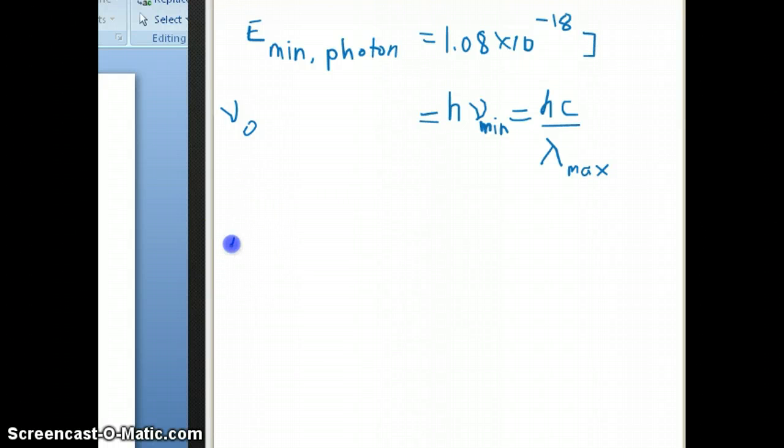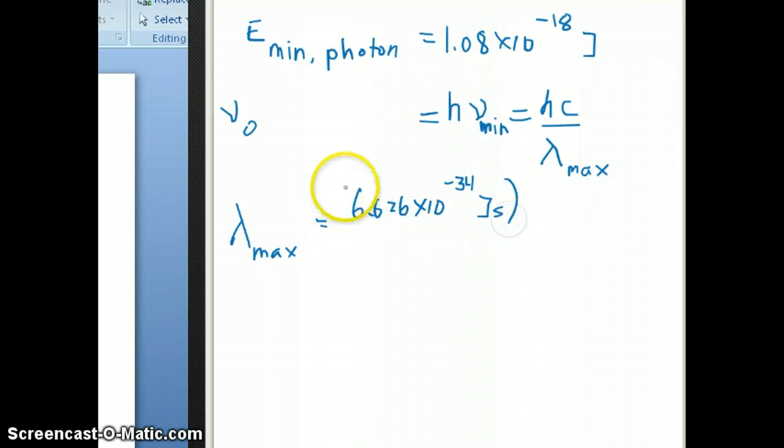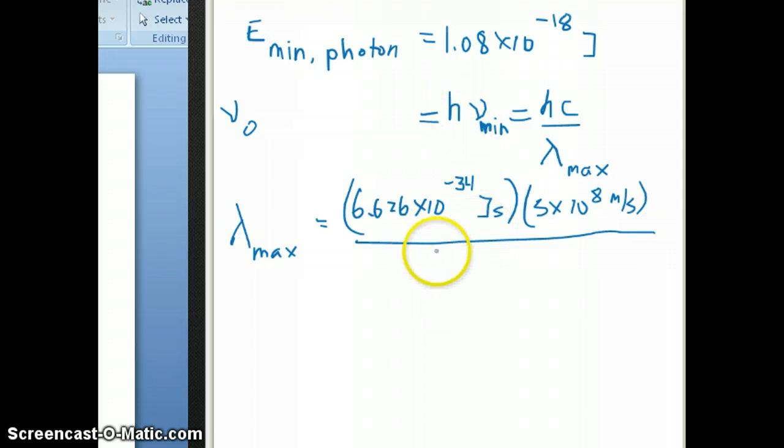So I'm going to rewrite the equation to solve for lambda max, which is just going to be hc over E. So that's 6.626 times 10 to the minus 34 joule seconds, and then multiply this by the speed of light, 3 times 10 to the 8 meters per second, and then divide this by the energy that we're given there, which is 1.08 times 10 to the minus 18 joules.